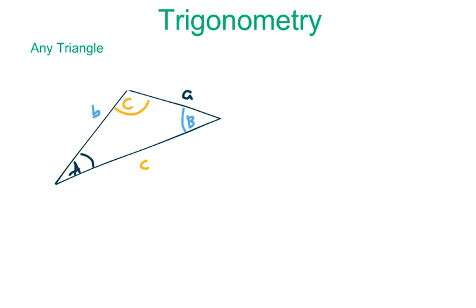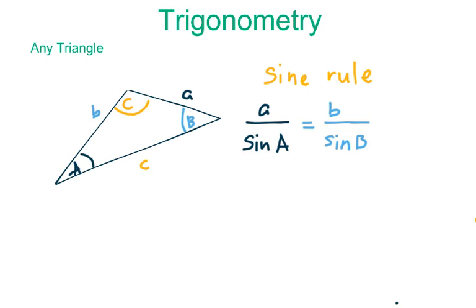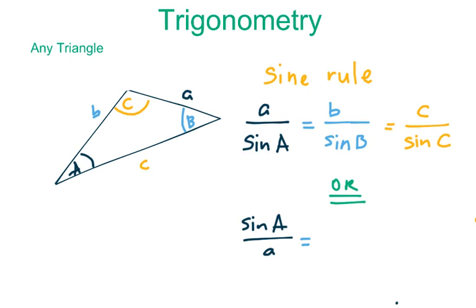And we have 2 rules that we can use for any triangle. The first is known as the sine rule. The second is known as the cosine rule. So let's start with what the sine rule says. The sine rule says little a over sine of A is equal to little b over sine of B is equal to little c over sine of C. Or conversely, sine of A over little a is equal to sine of B over little b, is also equal to sine of C over little c.